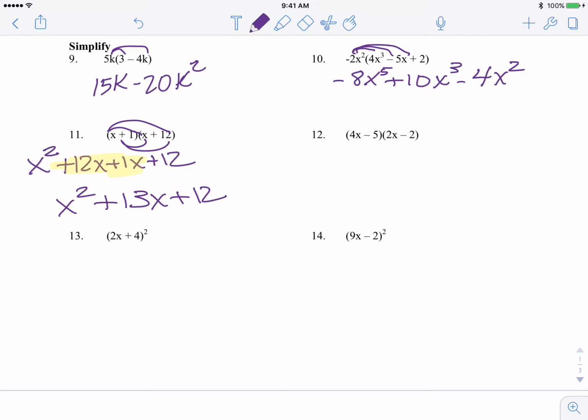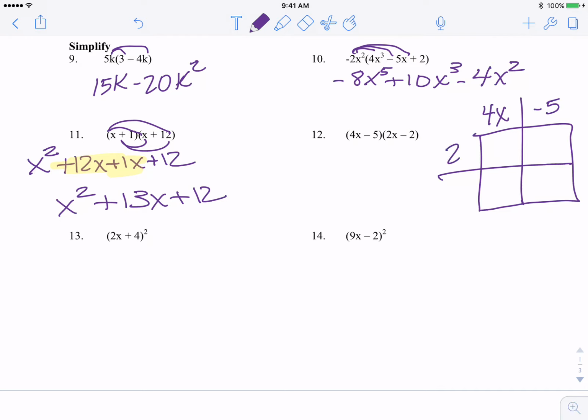If you're choosing to use the box method, your setup would look something similar to this. Remember, it doesn't matter if my 4x goes on the top or along the side, as long as 4x and -5 are along the same side. And then 2x and -2 are along the same side.